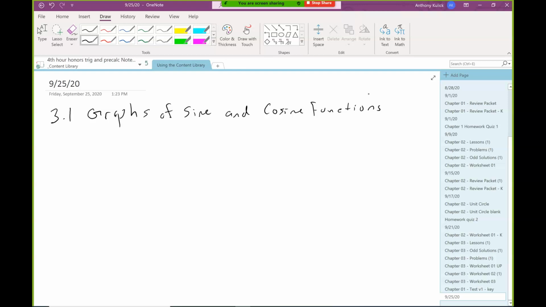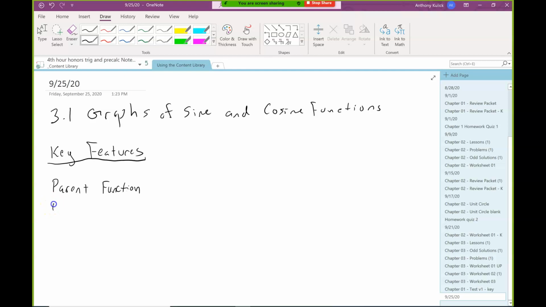Okay, so let's start with just kind of a little bit of an info dump. So these are going to be just a list of key features for the sine function and the cosine function. So just like we did in our Algebra 3-4 class, when we talk about graphing these things, we're going to be graphing them as transformations of their parent functions.